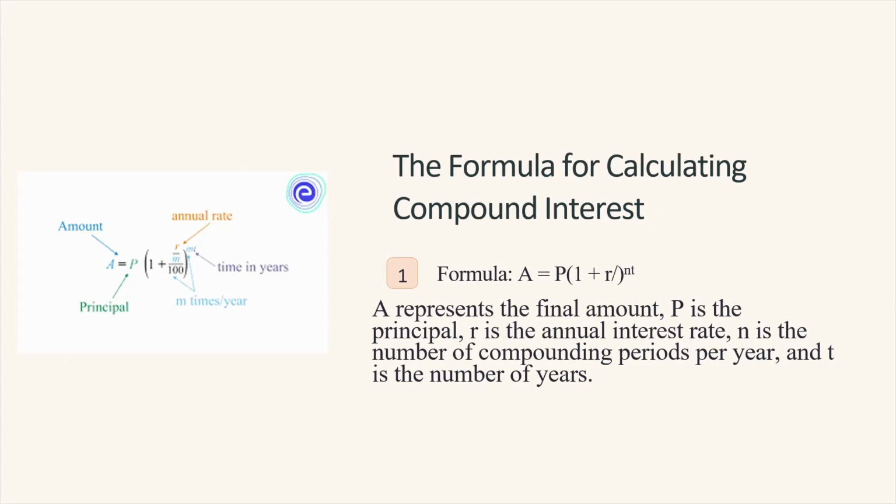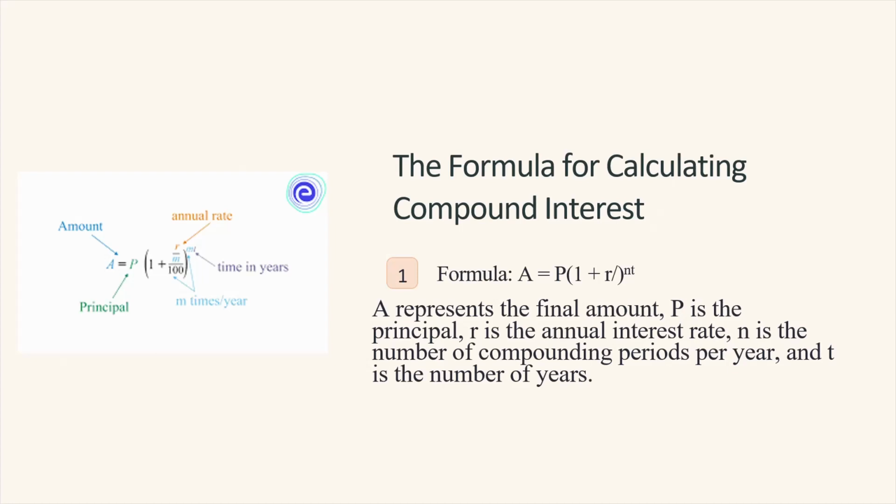The formula for calculating compound interest: A equals P into (1 plus R) raised to NT. A is the amount received at the end of the number of years. Suppose we are investing for 10 years, the amount received at the end of 10 years is represented as A. P is the principal amount, R is the annual interest rate, N is the number of compounding periods per year, and T is the number of years.